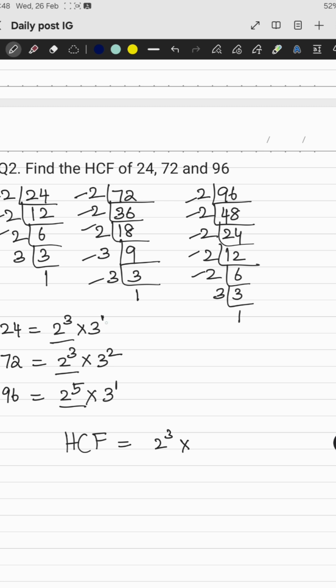3 is nothing but 3 to the power 1, and which is the smallest power among all the 3? It is 3 to the power 1. And what is 2 cube? It's 8 into 3, so the answer is 24. 24 is the HCF of the three numbers. Hope you understood. Just remember, do the prime factorization, find out the common factors, and take only the lowest power of each of the common factor.